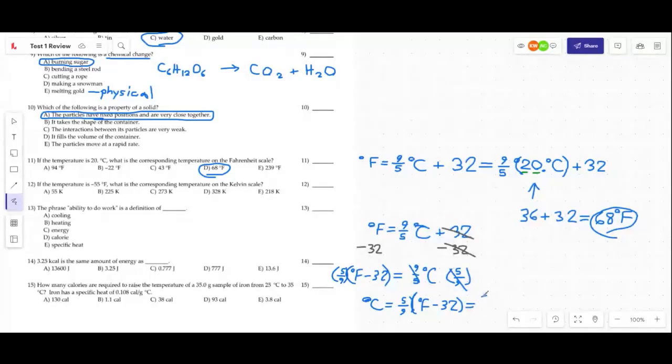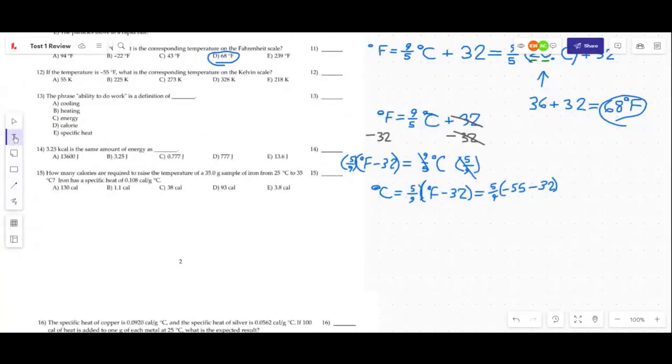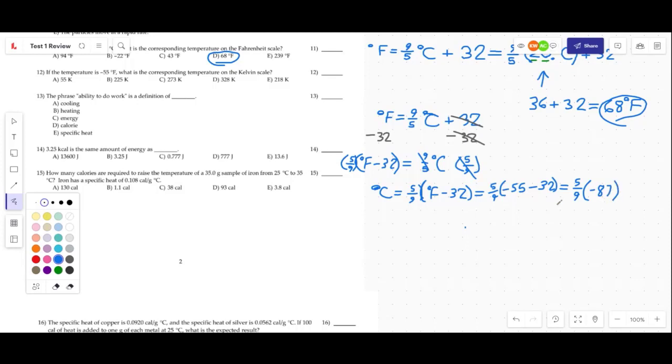All right, let's go ahead and solve what's in the parentheses first. It's negative 55 minus 32, so that's basically going to be 5/9 times negative 87. And if I multiply that, what do I get? What's 5/9 times negative 87?